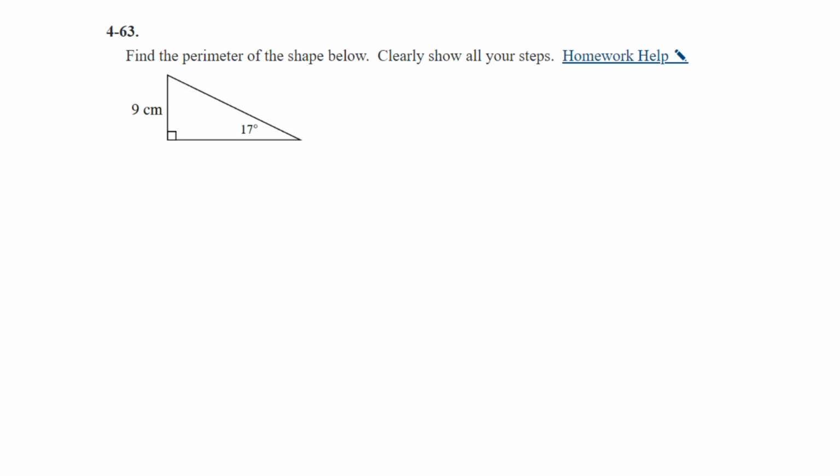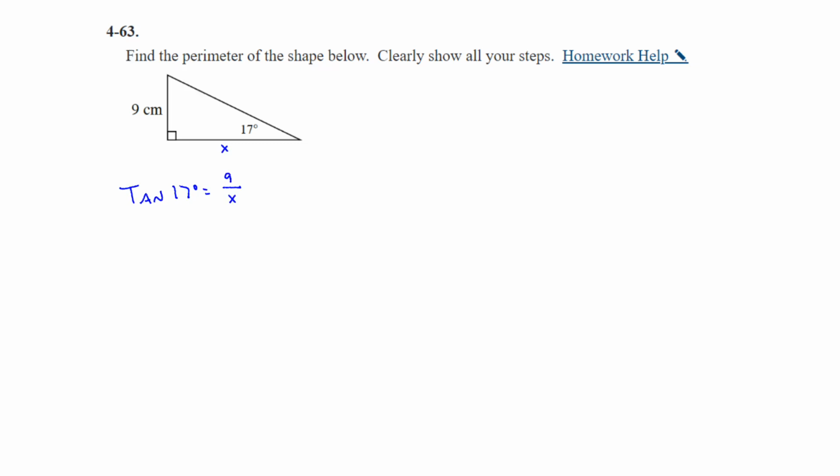Question 63. Find the perimeter of the shape below. Clearly show all your steps. So to find the perimeter, we need to find the other side lengths. We do have a right angle and 17 degrees, so we can use our tangent ratio. We know that tangent of 17 degrees is equal to delta y, in this case, which would be 9 over, I'm just going to make this x here, x.